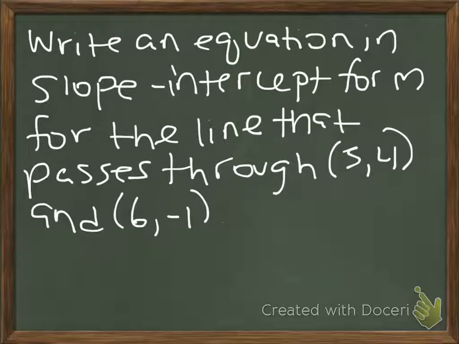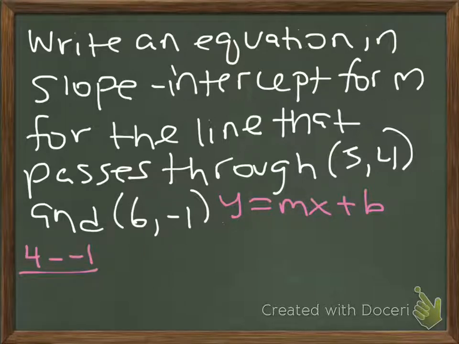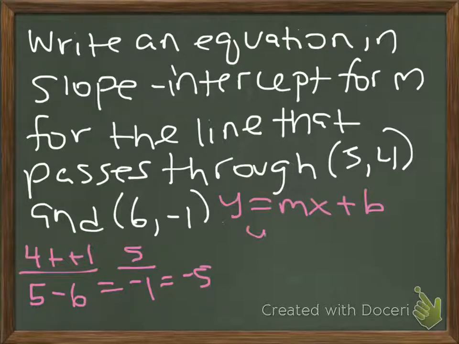Next one, we're asked to write the equation in slope-intercept form. So we've done this a couple of times already. We're going to find the slope, and then we're going to use one of the points to find the b. So to find our slope, we subtract our y's over our x's. We get 5 over negative 1, or negative 5. That goes in for m.